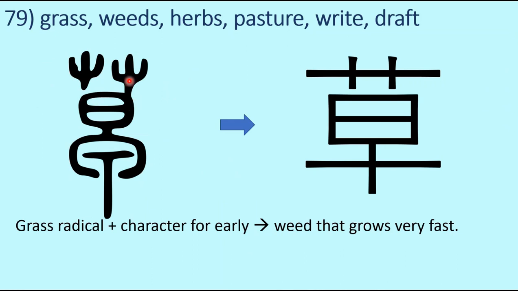So this is the ancient character. We can see here grass, and this is the lower portion. And from this, the evolved character is this. So now this is the grass radical plus the character for early, as I just mentioned.